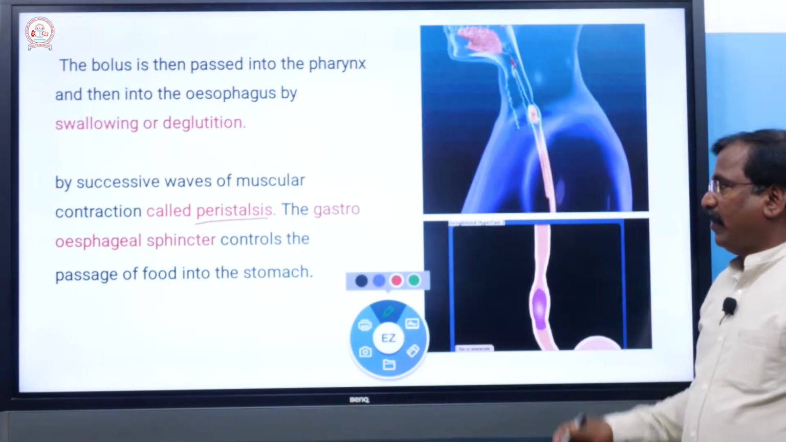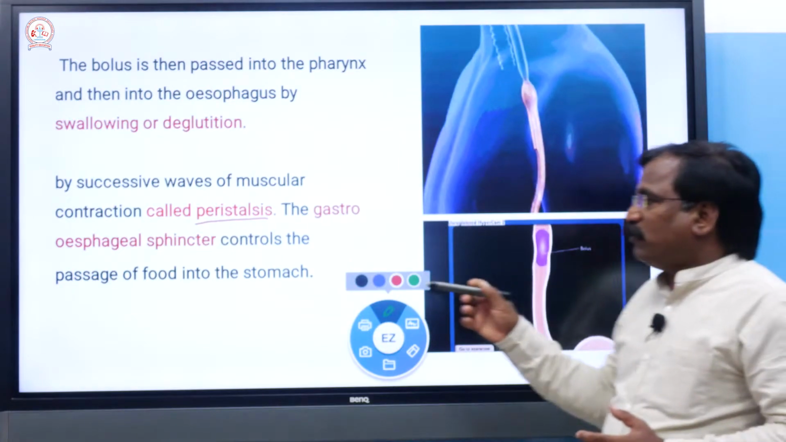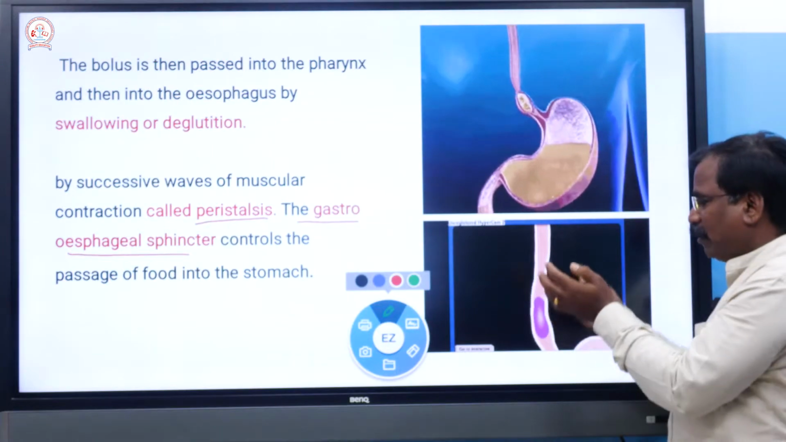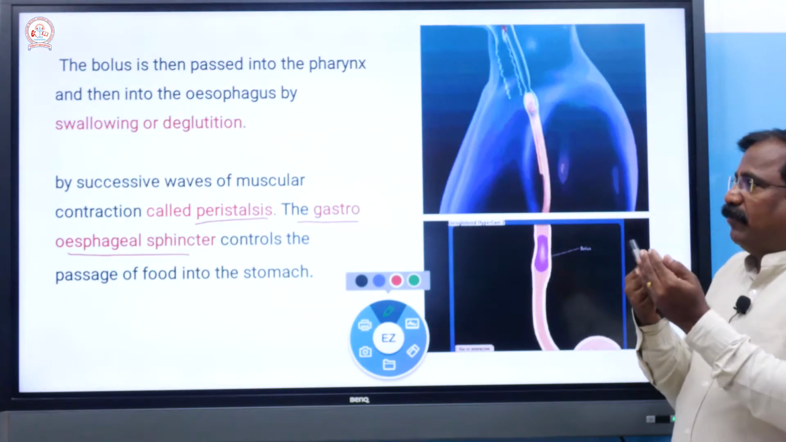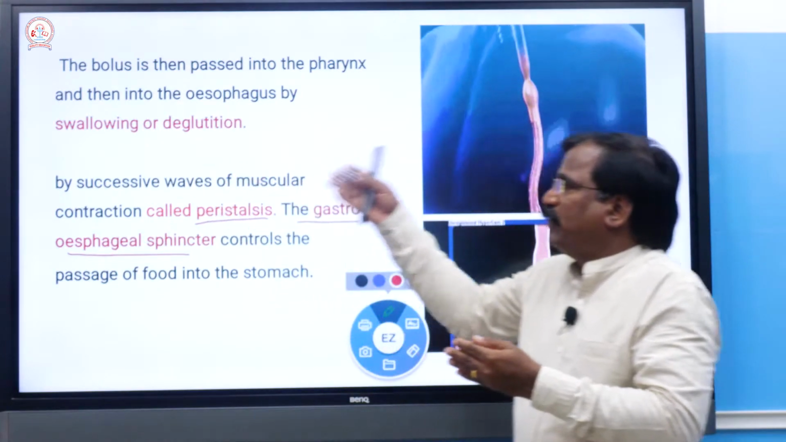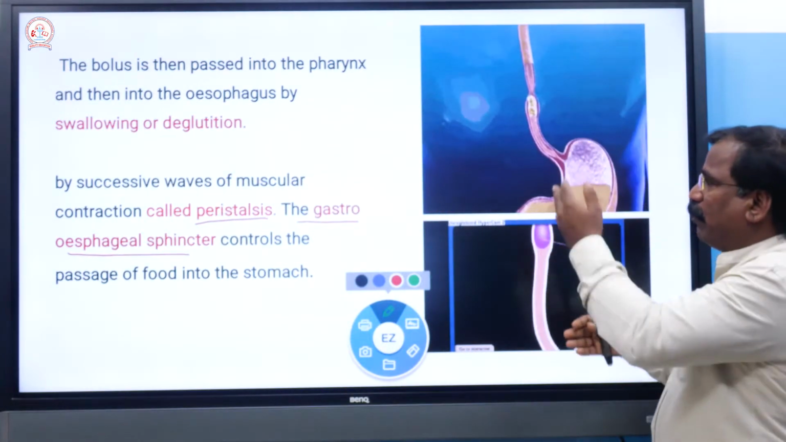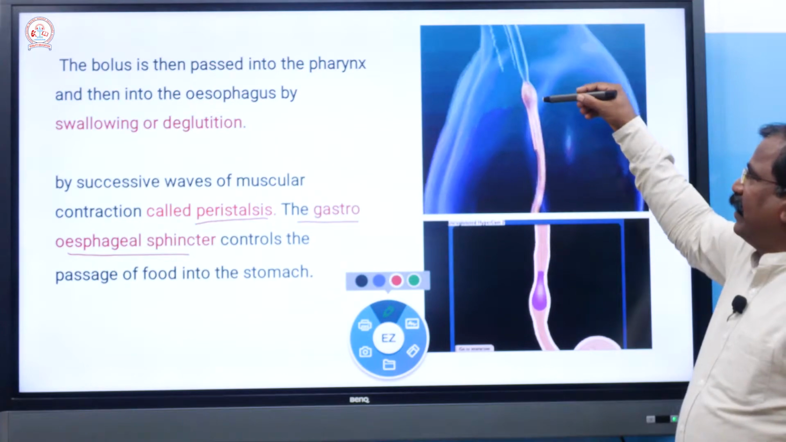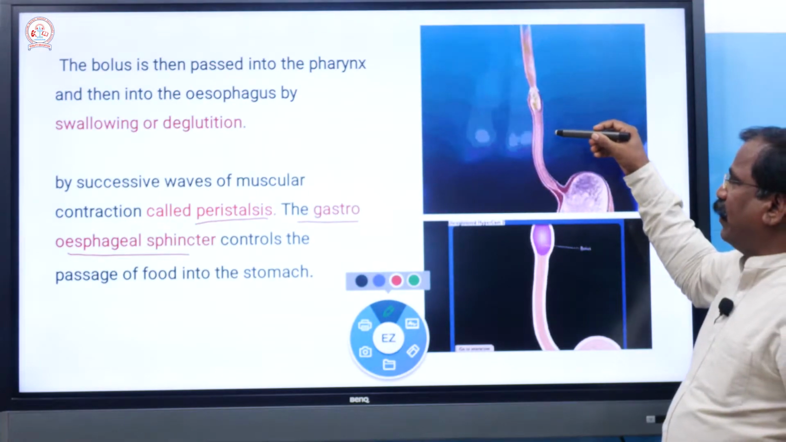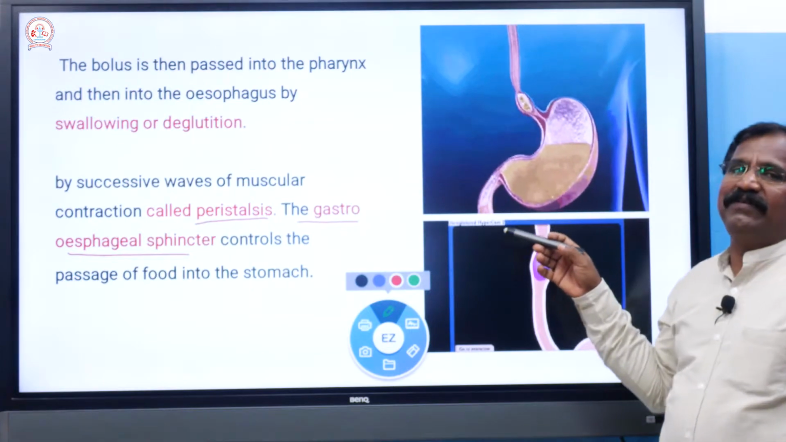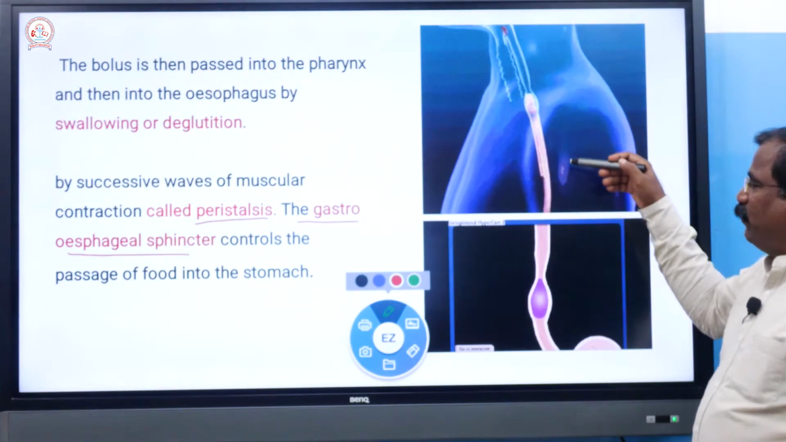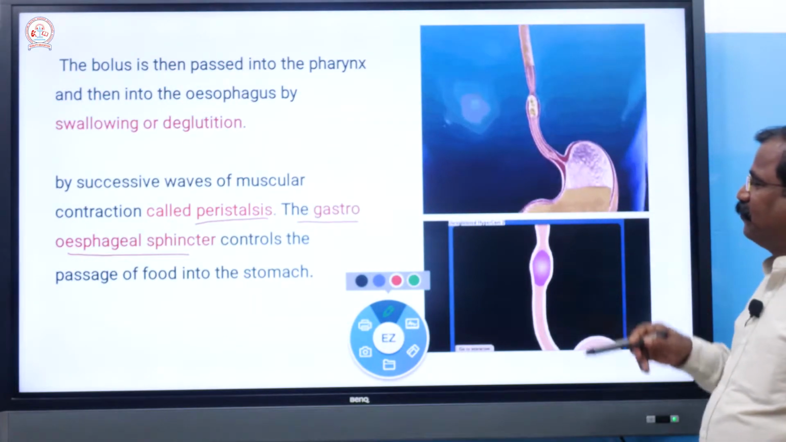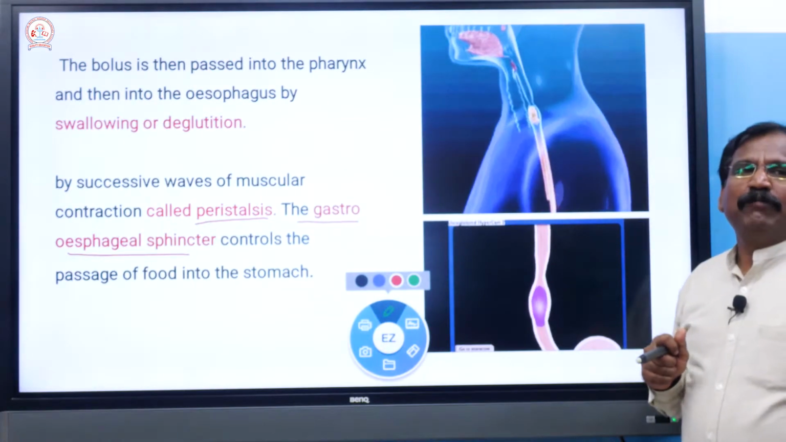Peristalsis is controlled by the gastroesophageal sphincter, which is made up of sphincter muscles. During swallowing or deglutition, the food passes from the buccal cavity to the pharynx, and from the pharynx through the esophagus, slowly descending by the wave-like movement called peristalsis, and reaches the stomach.